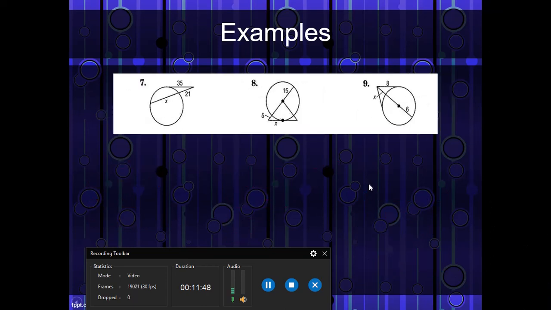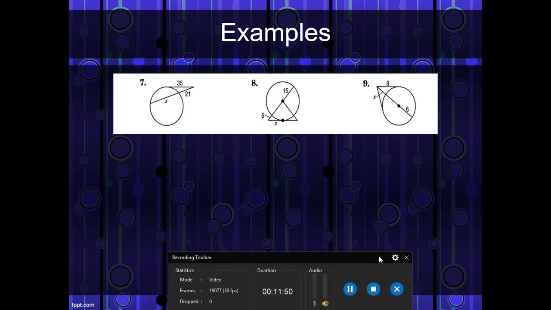In number 7, it's a tangent and a secant. So we'll square 35, and then it's external times the whole. And combining like terms and solving, x is 37.3.